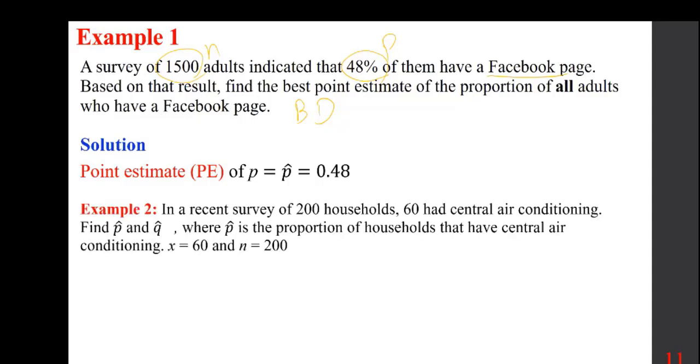Excellent. In a recent survey of 200 households, 60 had central air conditioning. Find P hat and Q hat, where P hat is the proportion of households that have central air conditioning.